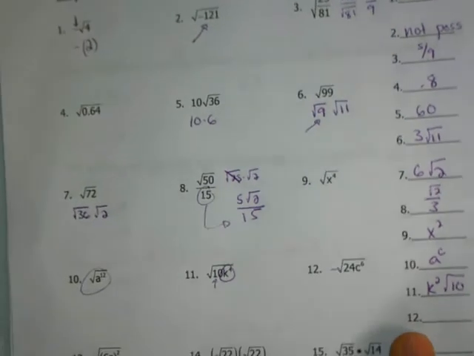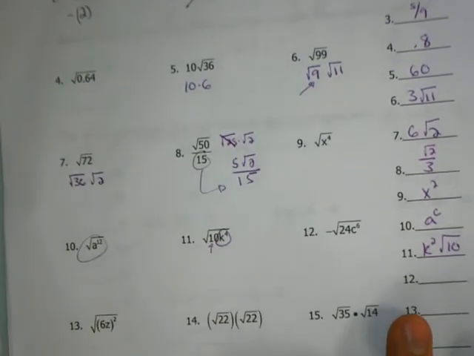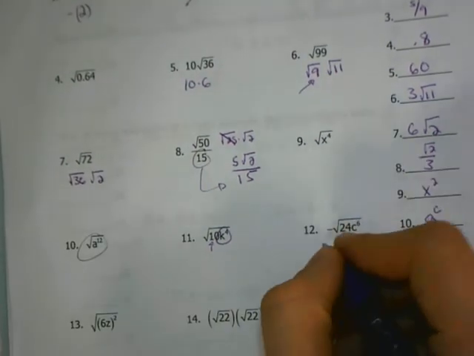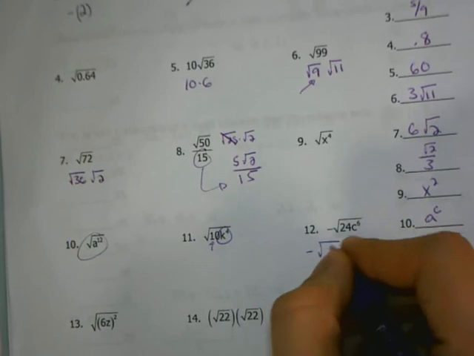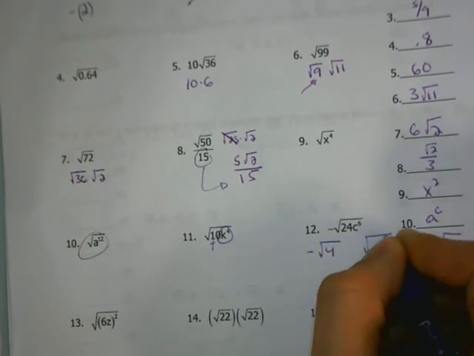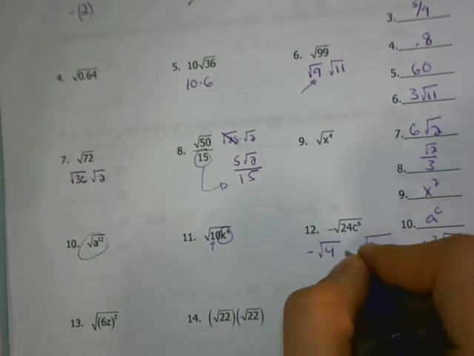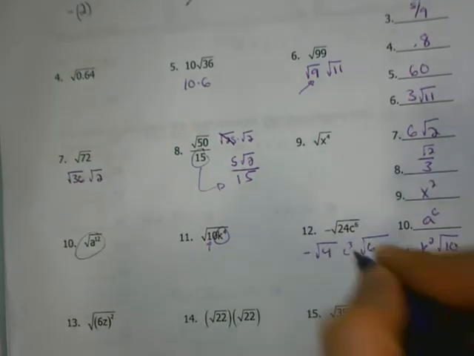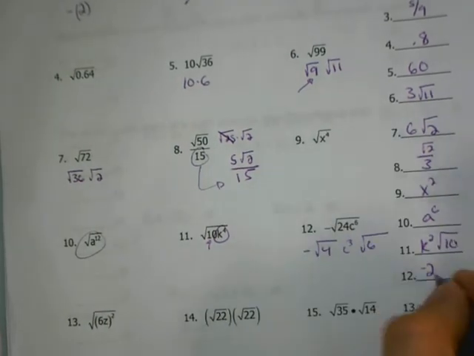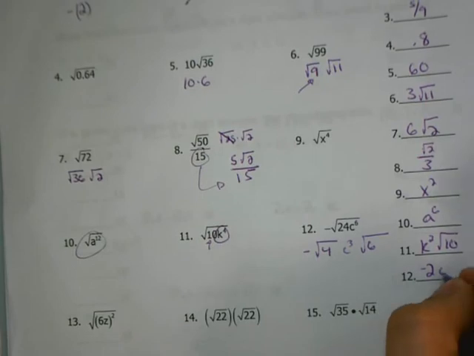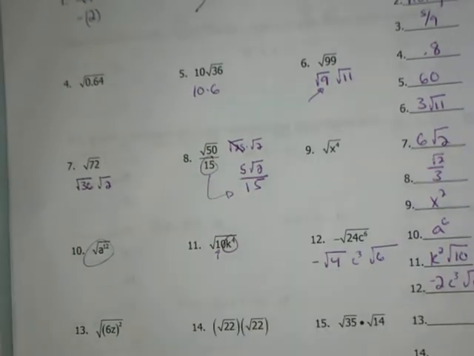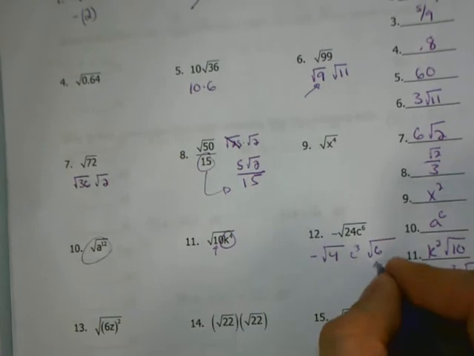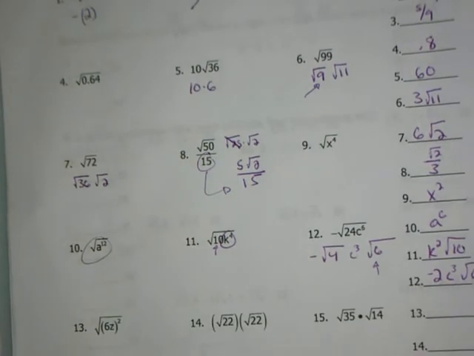My next problem, I've got 24c^6. The 24 can be broken down. Negative is still on the outside. I'm going to say 4 times 6. c^6 has a perfect square. It's going to be c^3. So the square root of 4 is 2. I've got a negative. I've got my c^3 still there. And of course my 6 is still on the inside. Square root of 6 has not been broken down yet.